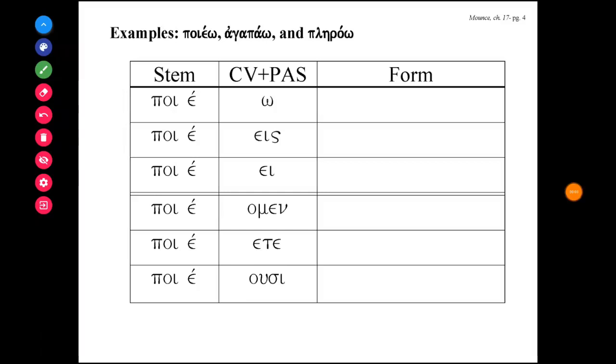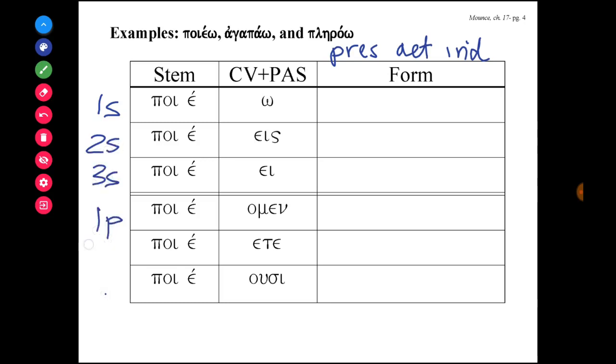So let's now apply the big 5 and little 2 rules to the contract verbs and form the present, active, indicative forms for the first person singular, second person singular, third person singular, first person plural, second person plural, and third person plural forms.